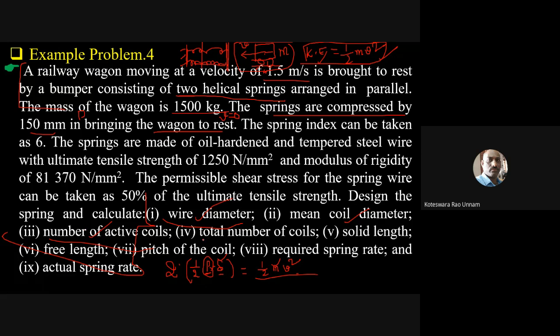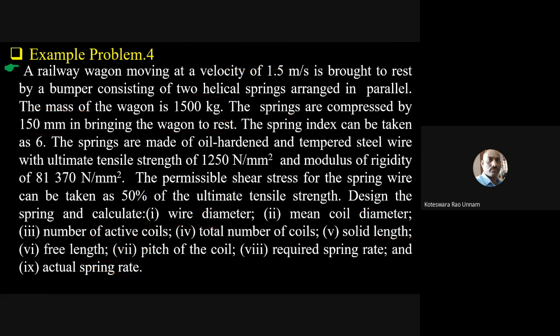Once you have done that, you need to assume some style of ends. Then from that you can identify the number of inactive coils. Once you have done that, the remaining things, solid length, free length, pitch of coils, all these you can easily calculate using those parameters. Finally, the required spring rate and actual spring rate also you can calculate. The required spring rate is nothing but P by delta. For the actual spring rate, you need to use the formula for the delta of the spring. Using that, you can find the actual spring rate also. So now, we'll see all those steps one by one.